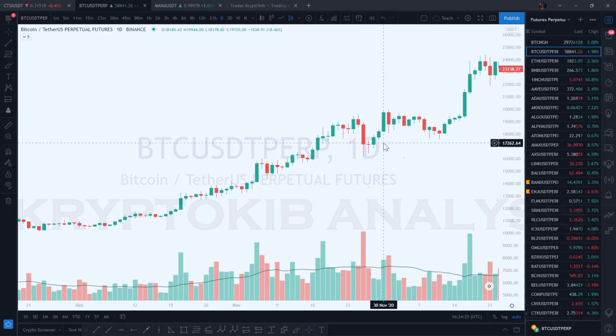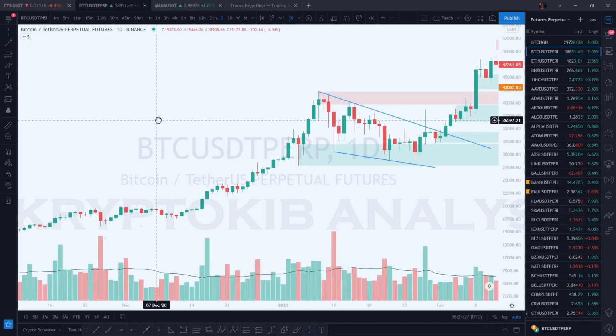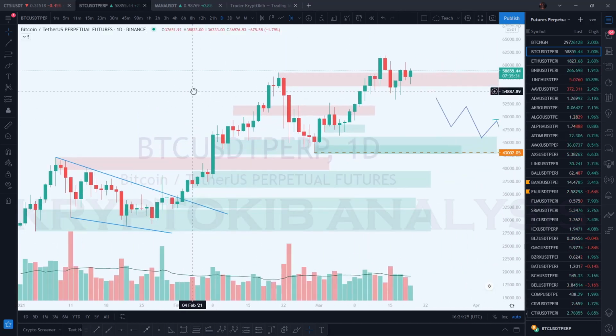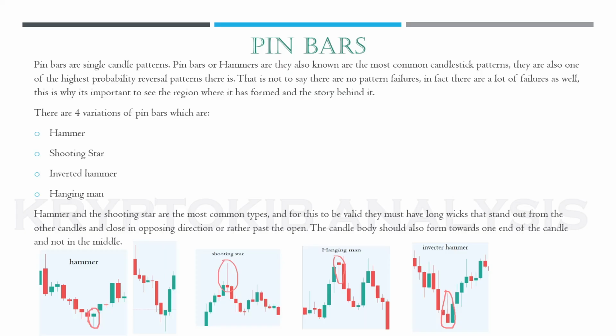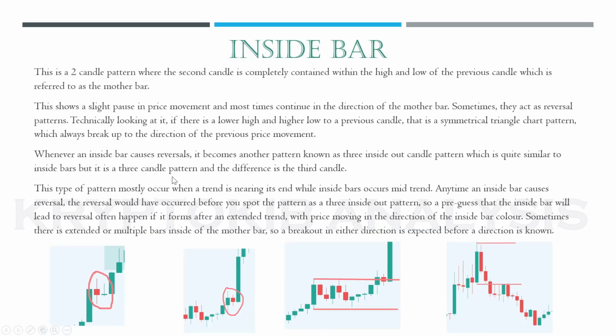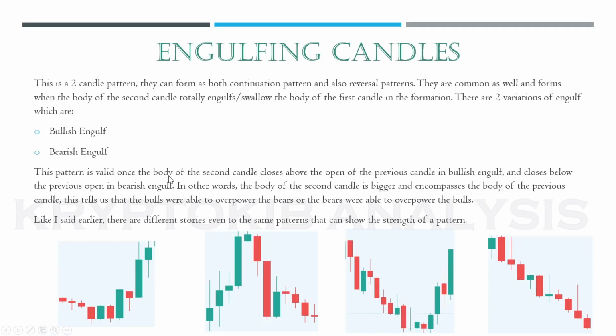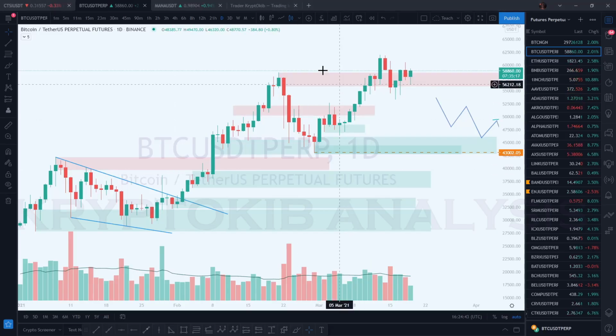So let's look at another pattern. At least you know this method of telling stories or reading stories now. So let's look at bullish engulfs. Let's look at the engulfing candles now, how we can understand them. Now let me see. Okay, we have an engulfing candle here, and I've explained this.